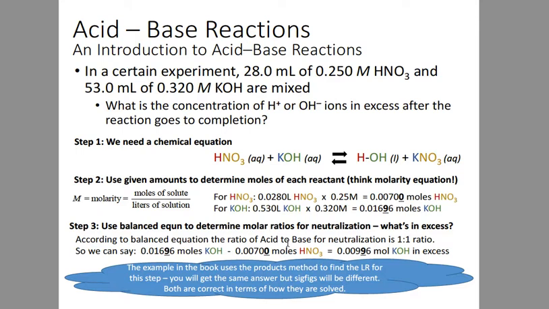So when we looked at our balanced chemical equation, right, we can see that it's a 1-to-1 ratio of our acid to our base, which means we can go through and say that the given moles of the KOH that we had minus the given moles of the HNO3, we have more KOH than HNO3, so we're going to have an excess of KOH, which means we're going to have an excess of the OH ion.